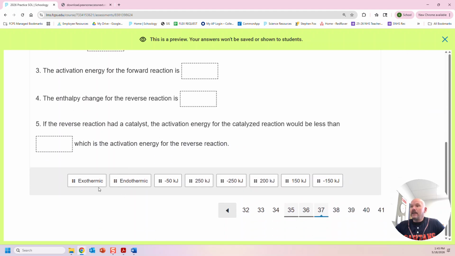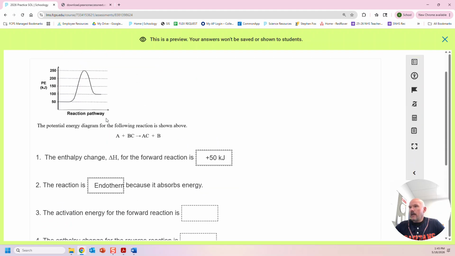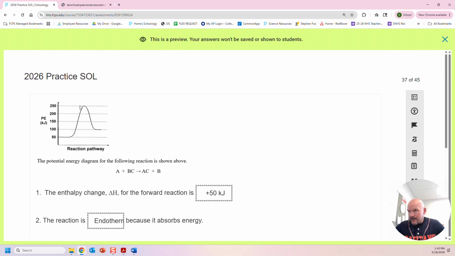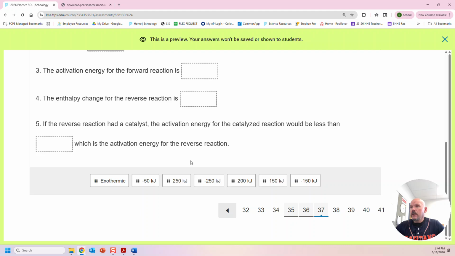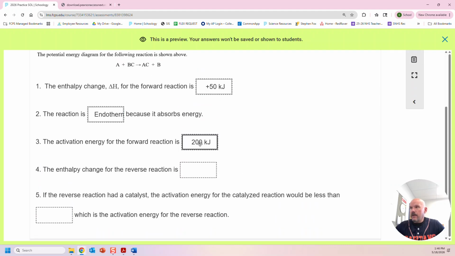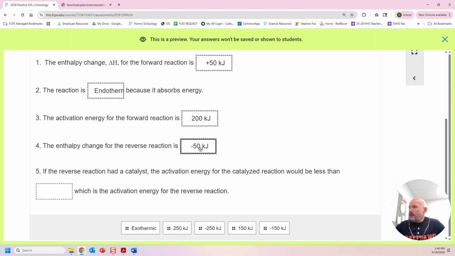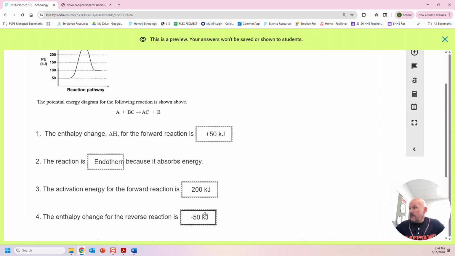So the reaction is endothermic because it's absorbing energy. Overall, we went from 50 to 100, so that's an overall absorption of energy. The activation energy for the reaction is the top of the hill minus the reactants. So for the forward reaction, 250 minus 50 is 200. So the activation energy for the forward reaction is 200. For the reverse reaction, remember, delta H is the same value for the forward and the reverse reaction. It's just, is it endothermic or exothermic? Going this way, absorbing that much energy, going that way, releasing that much energy.